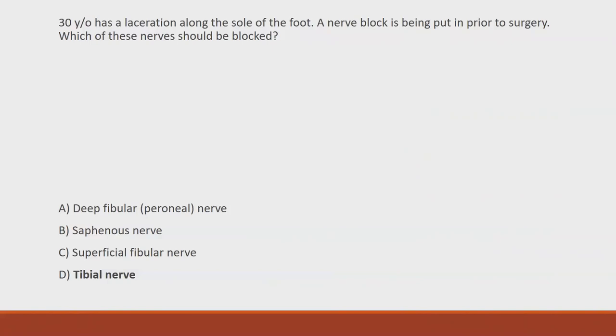And we've talked about the saphenous nerve a lot. I hope you guys already know that. And then superficial fibular nerve, again, gives rise to the dorsal.